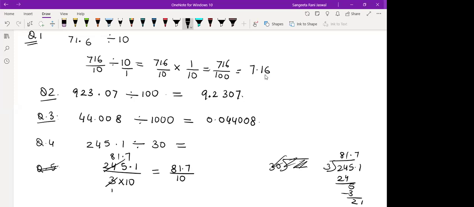In the denominator, you have 10 left. So when you have 10 here, you shift the decimal point one place towards the left side, because in the denominator you have 10 here. So this will become 8.17. Okay, understood this? Yes, ma'am. Otherwise, you'll have to divide the whole big number like this. So it's better you break the number into small numbers and then divide.